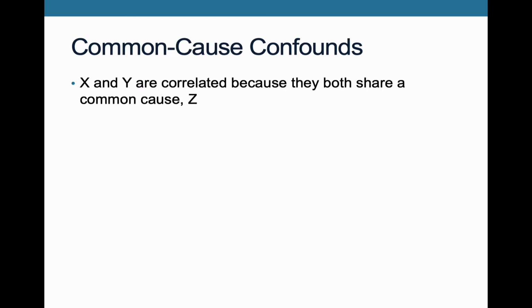This is when x and y are correlated, and that's because they both share some common cause, z. So z is causing both x and y, and we diagram it like this. Here's our x, and here's our y. Normally, if this was a causal relationship, we'd have an arrow going between these. But instead there's a curved arrow with arrowheads on either side, and what this shows is that there's correlation instead of a causal relationship.